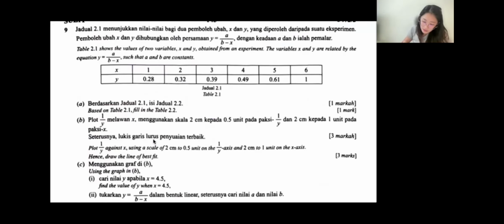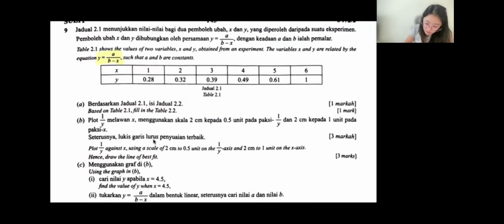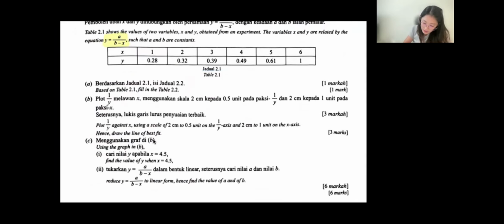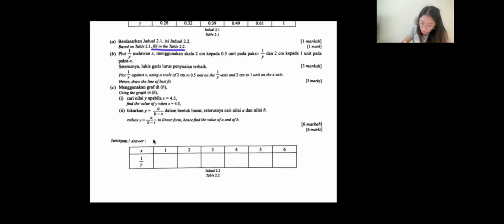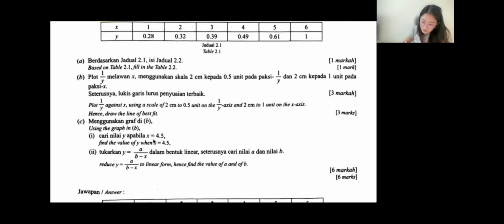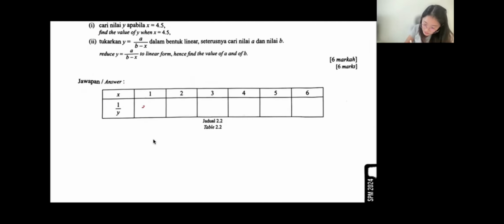All right, next question, linear law. Linear law is actually a relatively easier question so that you can aim to get a full mark over here. Now 9. They gave you an equation over here. y equals a over b minus x, correct? Over here, there is a table of values of x and y only. And then they want you to fill in table 2.2 about 1 over y. So you can just use your calculator and find out the answer. So 1 divided by 0.28, this is 3.75. 2 decimal places enough already.